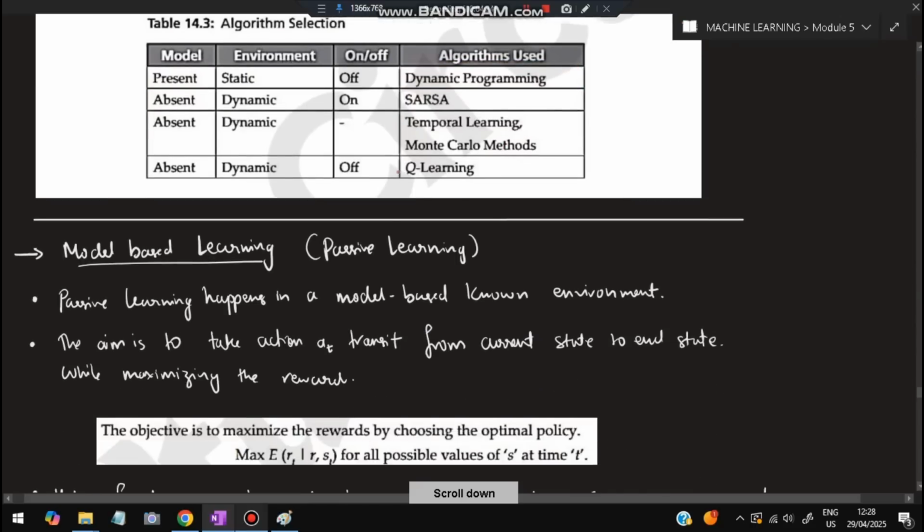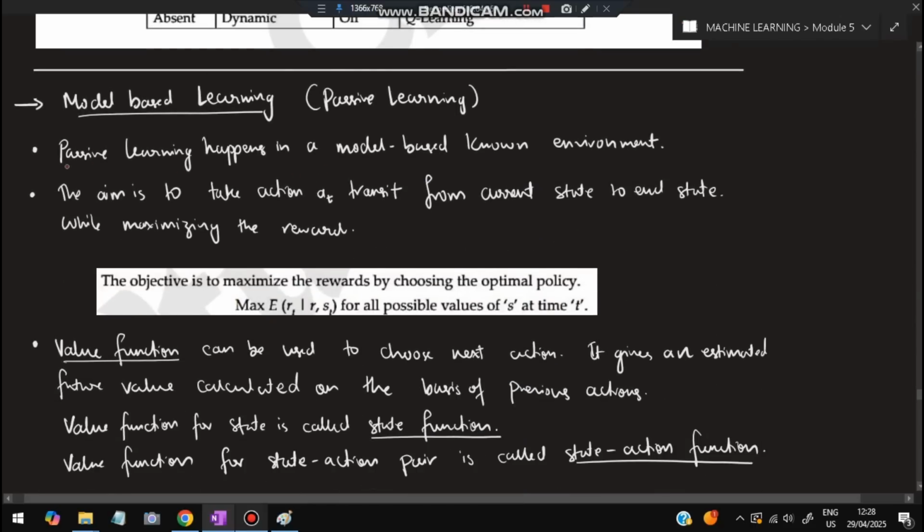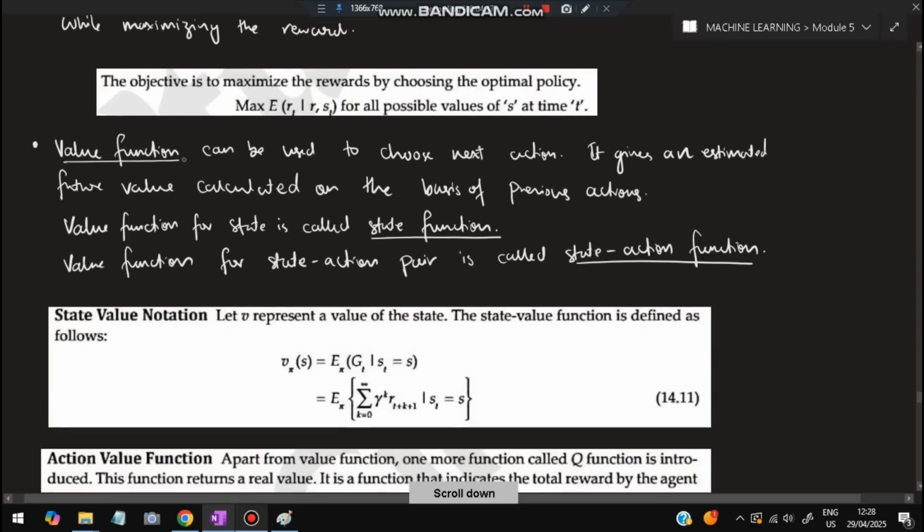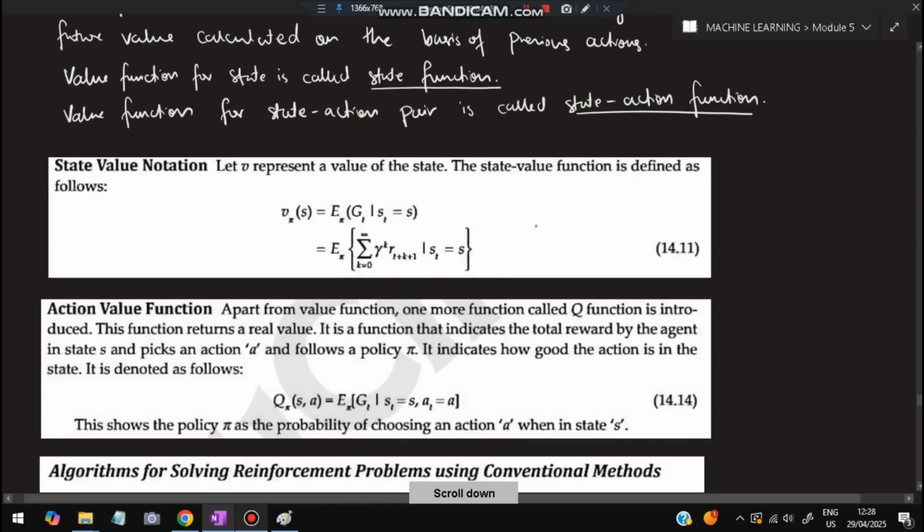Okay, now we will be seeing model based. What is model based? It means passive learning. There is a model present, the environment is known, everything is known. The aim is to take the action At, transit from the current state to the end state, maximizing the reward. For that we will be using the value function, and the value function will have two things. If a value function is applicable for the state, it is called the state function. If it is applicable for the action, it is called the state action function, and for each of these there is a separate formula. We will be using this to maximize the value of the state, and we will be using this to pick up which function we want to choose.